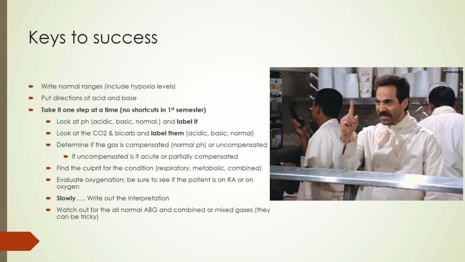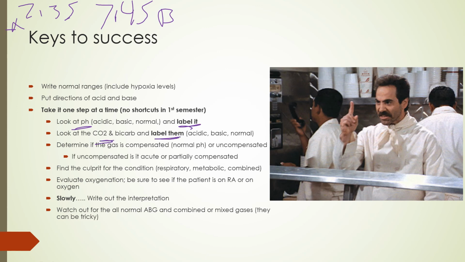Put the directions of the acid and base, just like we did in the previous lecture, right? Where I did 7.35 and 7.45, and I put basic over here and acidic over here, right? So make sure you're making those keys, right? So when you're looking at the blood gas, just look at what I did previously. Look at the pH and label it. Look at the CO2 and bicarb and label them, right?